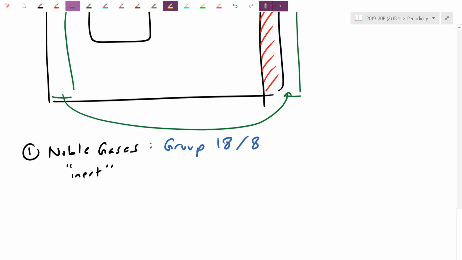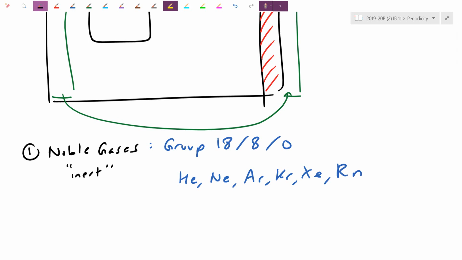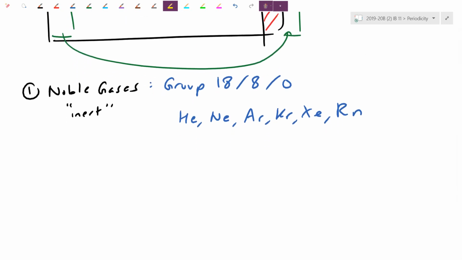I mentioned already, you can call it group 8, even call it group 0 if you like. This one here is looking at the helium, neon, argon, krypton, xenon, and radon. Okay, so those are those 6 there. You don't need to memorize those. You have the periodic table for them. Some common characteristics that you want to know for the noble gases.